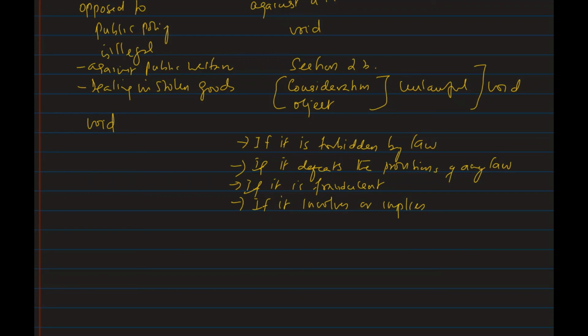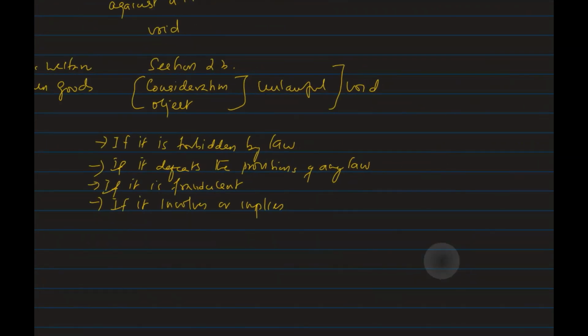injury to a person or property of another. So an agreement which involves or implies injury to a person or property of another. A and B enter into an agreement to go and damage the property of C. Is it a valid agreement? No, because the object is unlawful. It is void. So if it involves or implies injury to a person or property of another, the agreement is void.